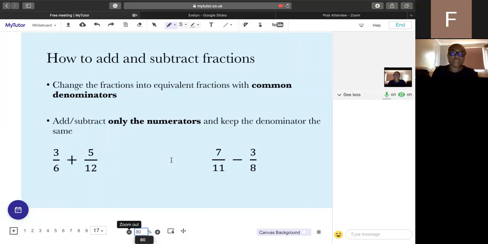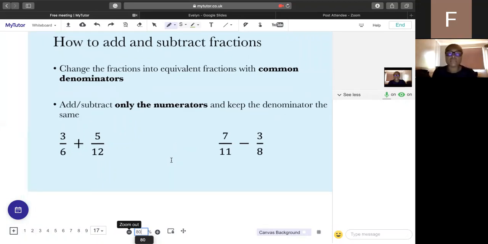So examples here, we've got 3/6 plus 5/12. Now I know that both of my denominators are factors of 12. So I can write 3/6 as something over 12. Now I would have to multiply 6 by 2, so I'm also going to multiply my 3 by 2. So I've got 6/12 plus 5/12. Now I'm just going to add only my numerators. So 6 plus 5 is 11. So my answer would be 11/12. And that's how we add fractions.